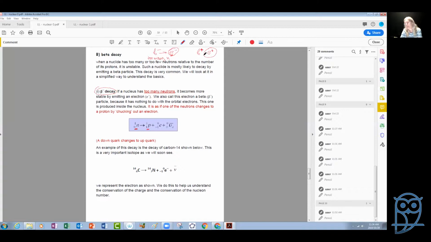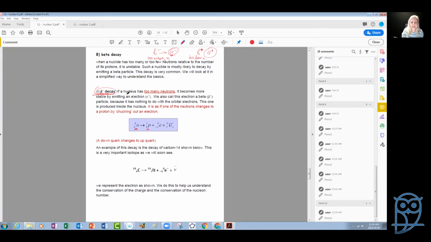Obviously, the beta plus will be the opposite, too few neutrons. When a nucleus has too few neutrons to establish some stability there, then it decays by beta plus emission, which is like the opposite. A proton will change into neutron to increase the number of neutrons. So here we have the beta minus decay.